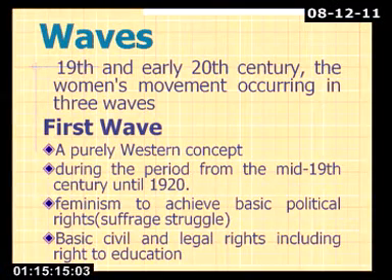Now if we look at the 19th and 20th century, after the stages that I have quoted, there was also a wave kind of movement occurring. The thinkers have identified three waves in the women's movement during the 19th and 20th century. The first wave was a purely Western concept, and it started from the mid-19th century until 1920. The basic idea was to achieve basic political rights, also called the suffragette struggle. Basic civil and legal rights and rights to education were the other demands. So apart from voting rights, they wanted civil rights, legal rights, including the right to education.